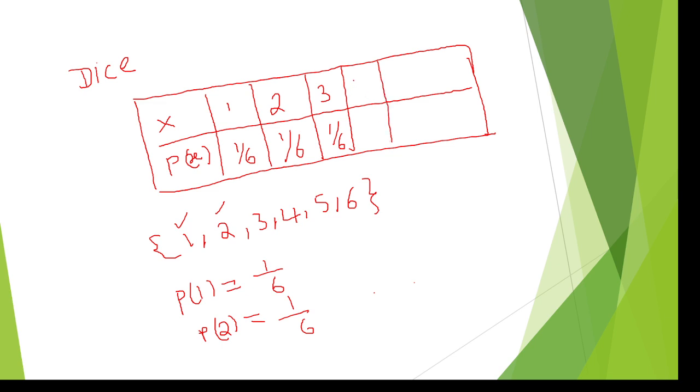And the probability to get 4 is 1 by 6. The probability to get 5 is 1 by 6. And the probability to get 6 is 1 by 6. So here all the outcomes are assigned with real numbers 1, 2, 3, 4, 5, 6.